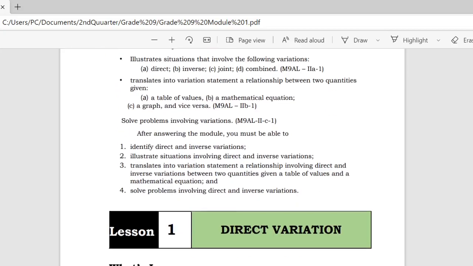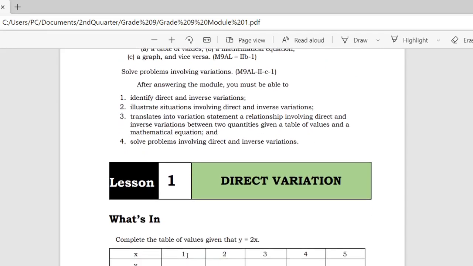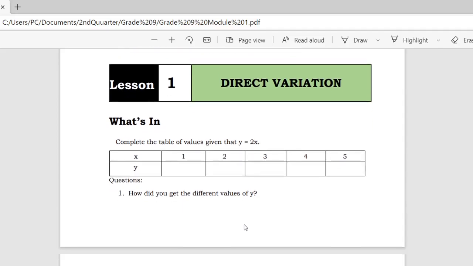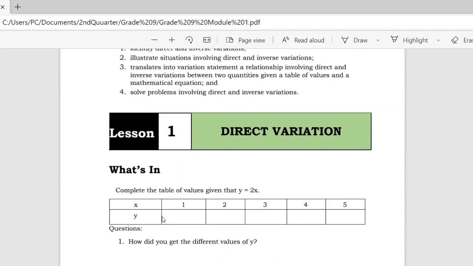For lesson 1, we will talk about direct variation. So what's in direct variation? How are you going to complete the table of values given the equation y equals 2x? Okay, how are you going to complete this one? These are the values in this table. These are the values of x. We have 1, 2, 3, 4, and 5.